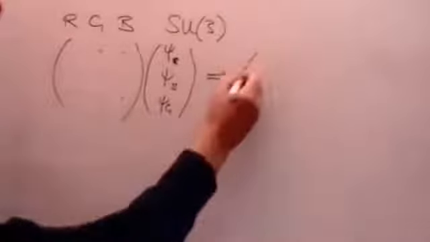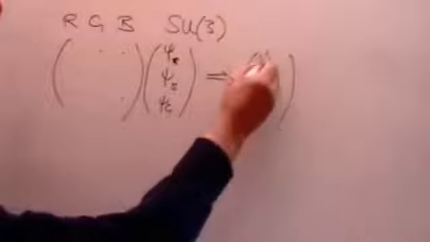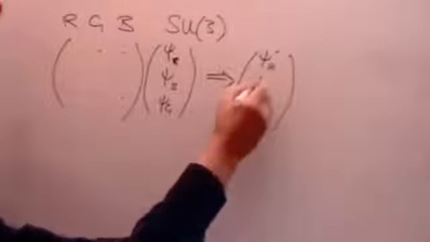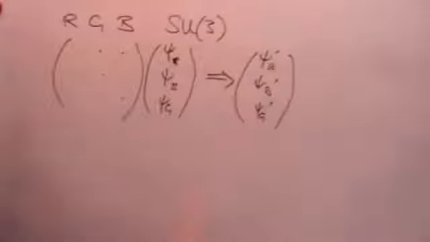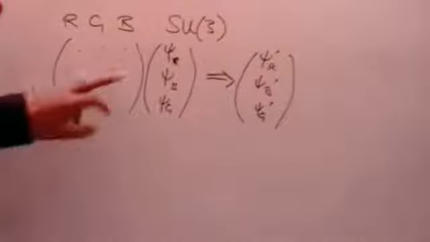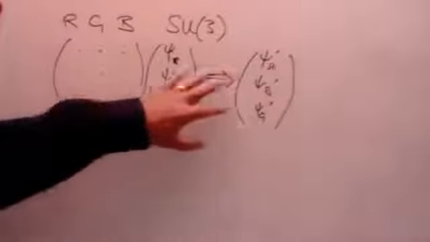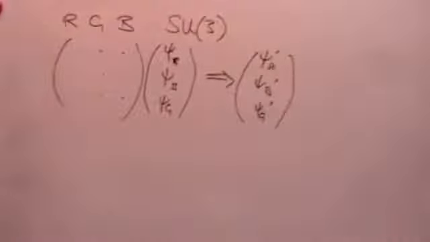matrix will do is to change the values. So you will get the prime values of red, blue and green. So essentially what we're doing is we're taking the probability amplitudes and rotating them so that you are shifting between reds and blues and greens. And that's the SU3 operator, and that is responsible for the strong nuclear force.